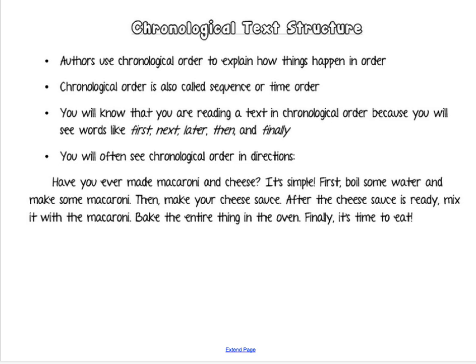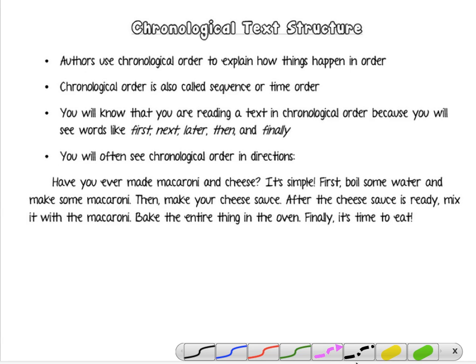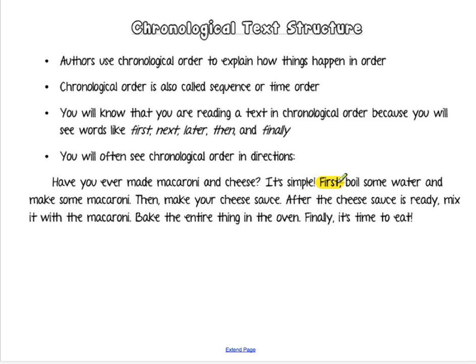We can tell this is a chronological text structure because I can easily pick out these key words. First tells you what to do first, then, after, and finally. These are all keywords that show us that something is going in order chronologically or sequentially.